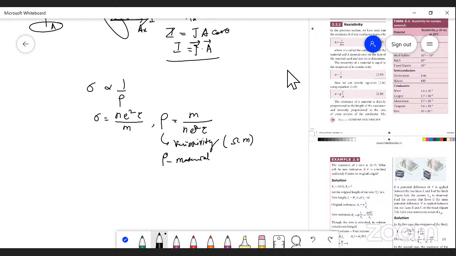Also, it depends upon the temperature and pressure. So rho depends upon material, temperature, and pressure, and it is independent of size and shape. So resistivity, in other words, can be represented as specific resistance.